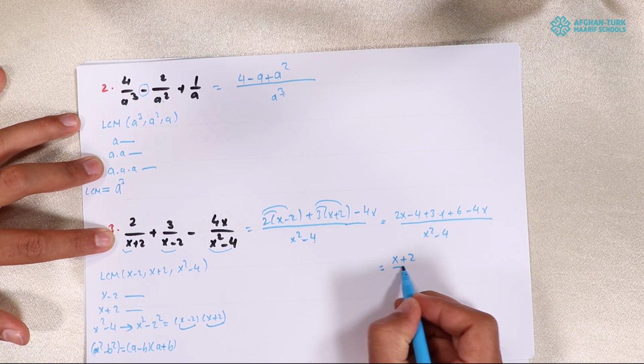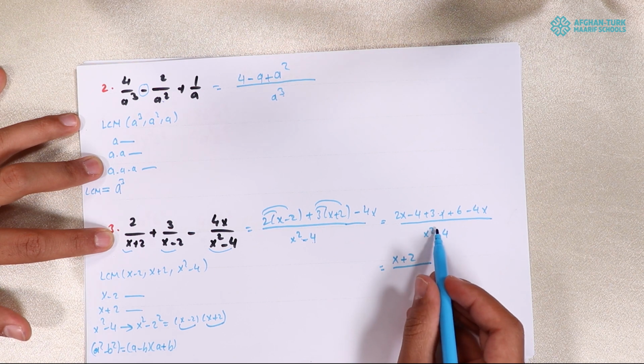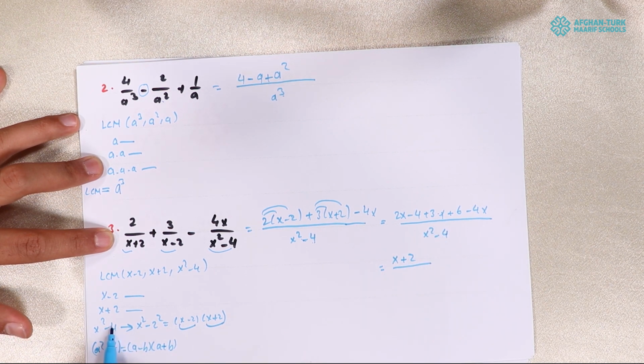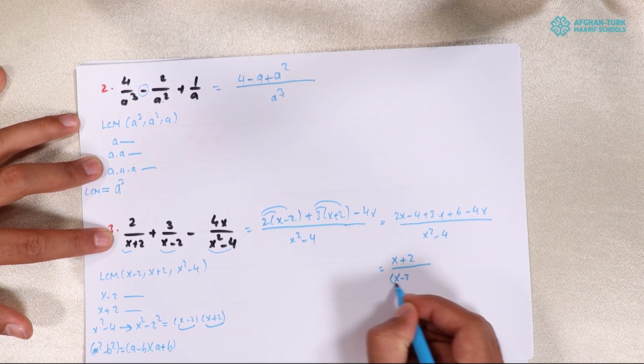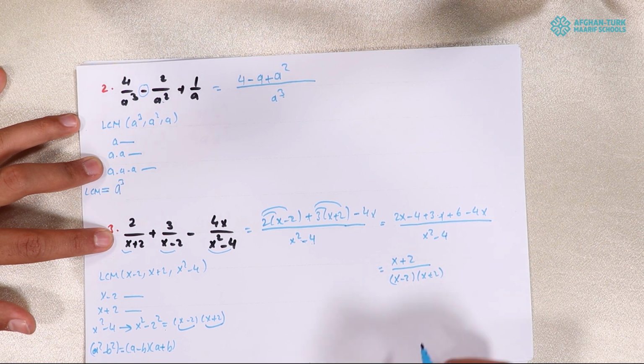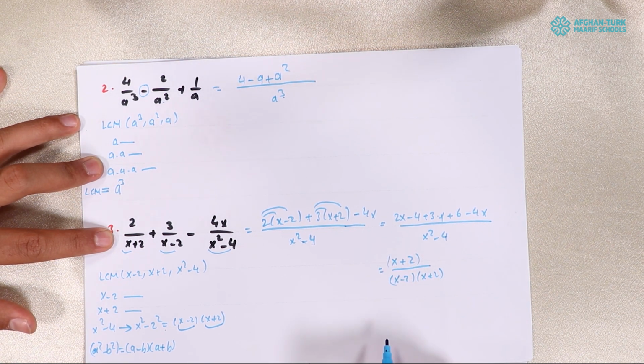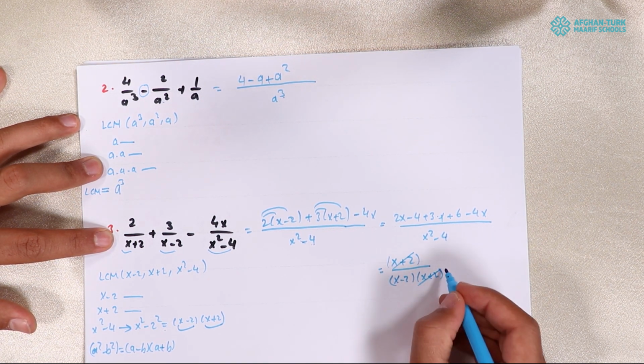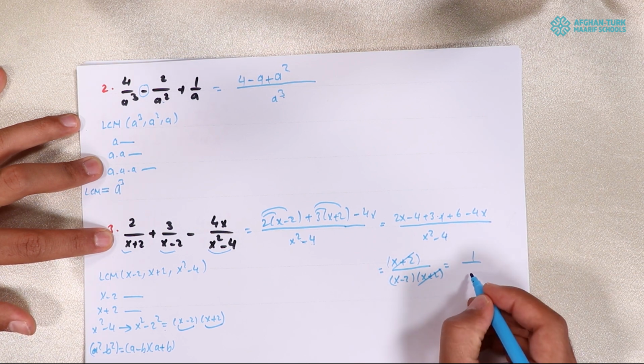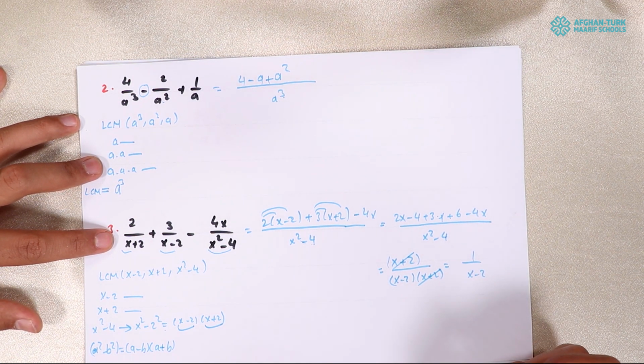Am I right? At the denominator, we have said that x squared minus 4 is equal to x squared minus 2 squared is equal to x minus 2 times x plus 2. We can write x minus 2 times x plus 2. So we have x plus 2 at the numerator. Then we can cancel them, okay? So the answer will be 1 over x minus 2.